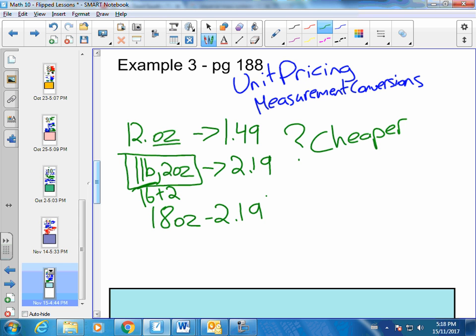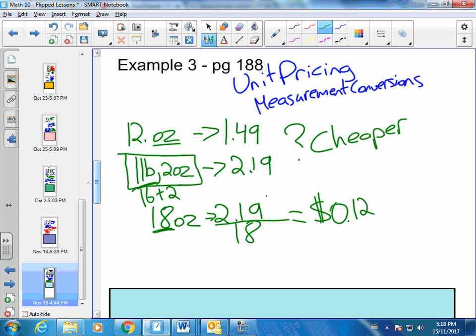In order to find my unit price, I divide my price by the number of units I have. So I get 219 divided by 18, and that gives me a total price of 0.12 per ounce, basically 12 cents per ounce.